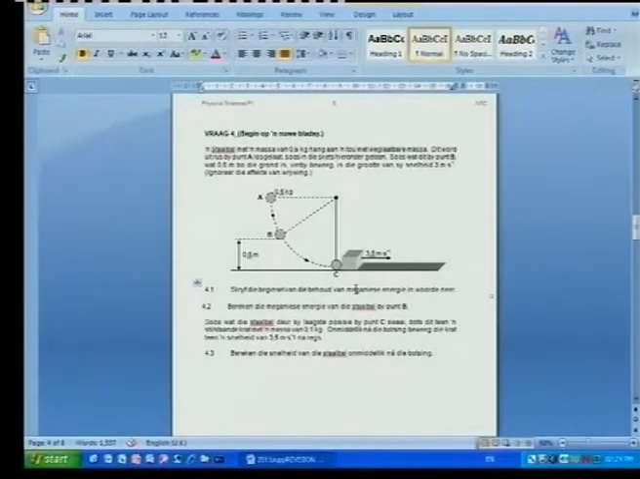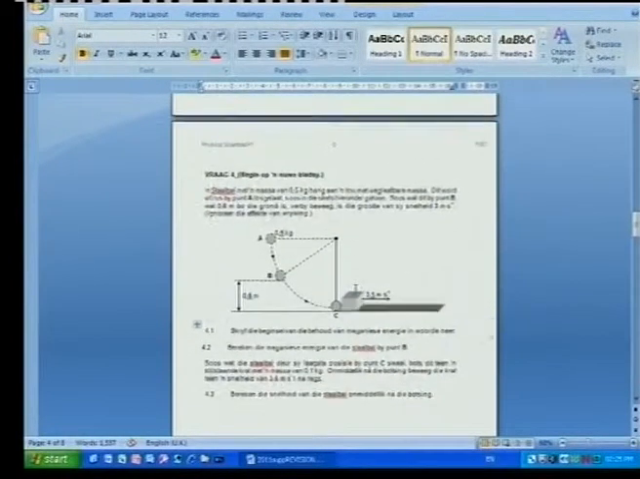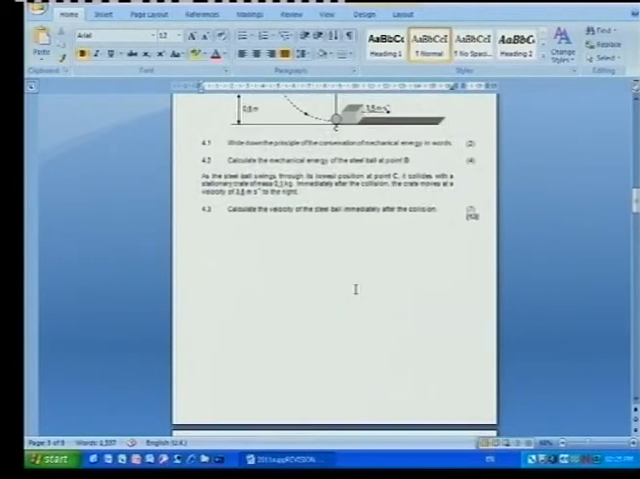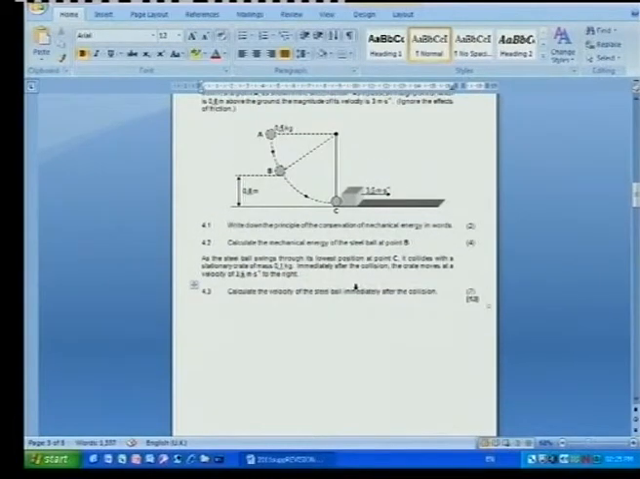Question number 4.3. Bereken die snelheid van die staalbal onmiddellik na die botsing. Onmiddellik na die botsing. Let's look at the English version. Calculate the velocity of the steel ball immediately after the collision.